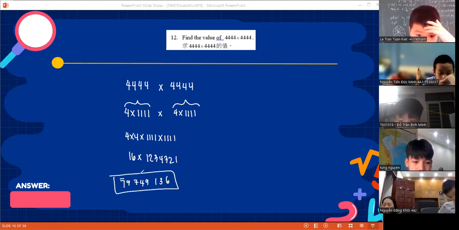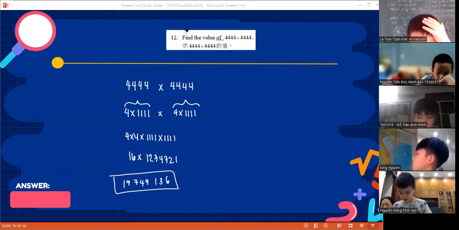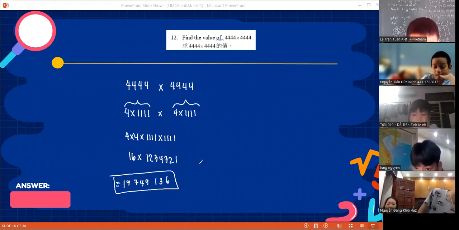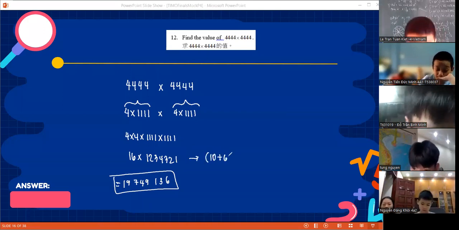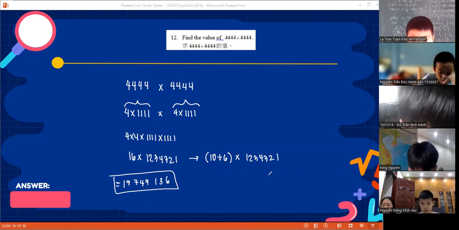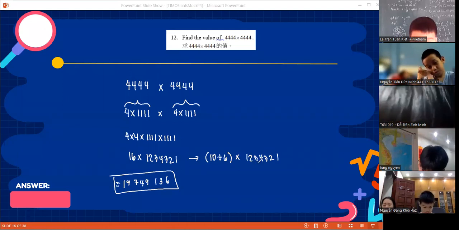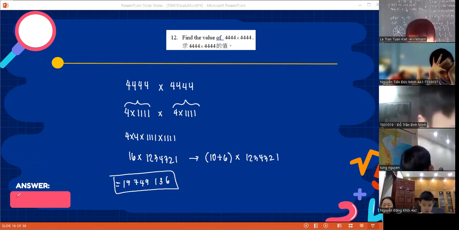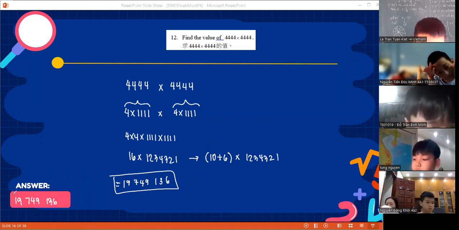So the answer is this one. So it's actually 19 million, right? It's already a very big number. So be careful in doing your multiplication, okay? So you can use the other technique that I did earlier. So instead of writing 16, you can write 10 plus 6 times 1, 2, 3, 4, 3, 2, 1, right? Because actually 10 times this one is very easy and then 6 times this one is a lot simpler compared to multiplying it directly. Okay? But those are just the same. It will still result to 19,749,136. Okay.